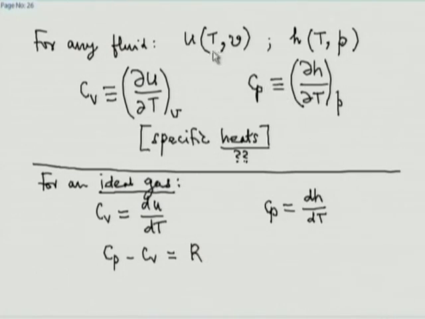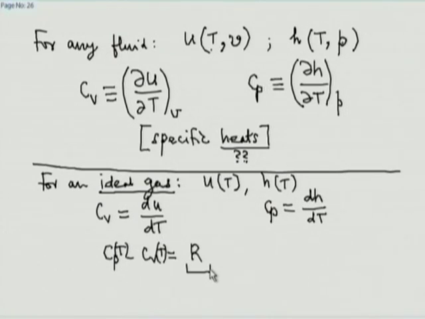Remember that U is a function of T only for an ideal gas. It does not say what type of function. So since U is a function only of T, H is a function only of T, Cv will also be a function only of T, Cp will also be a function only of T. So Cp is a function of T, Cv also is a function of T, but R is not a function of T.